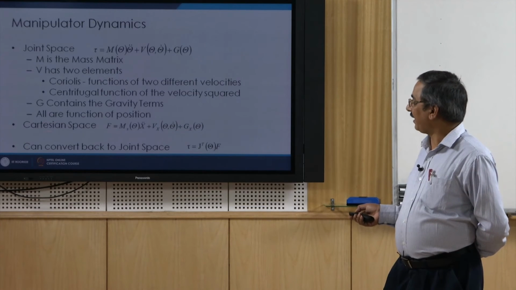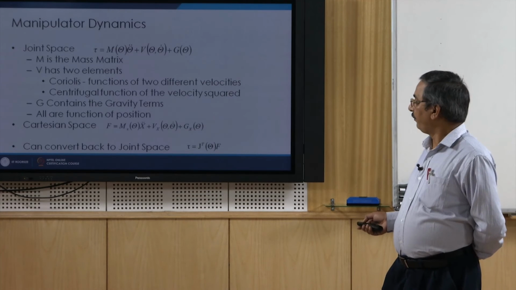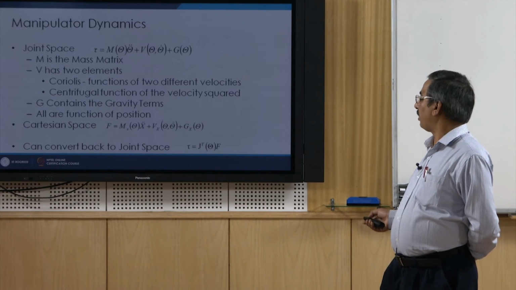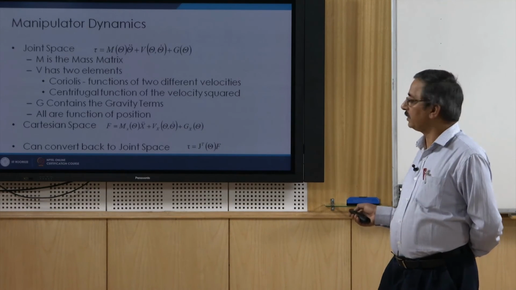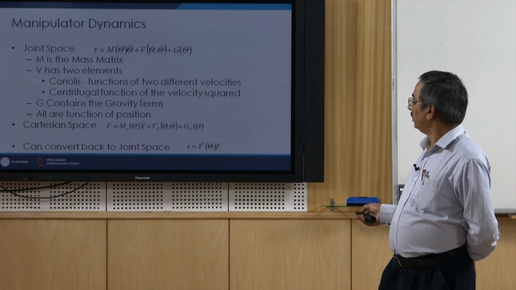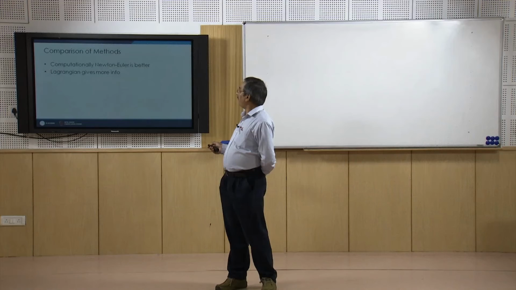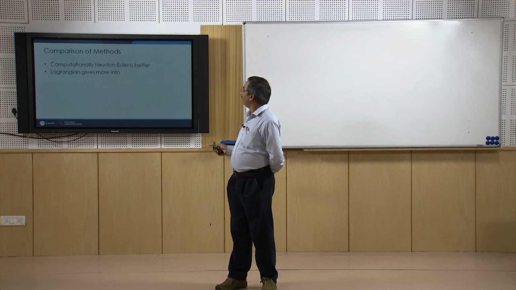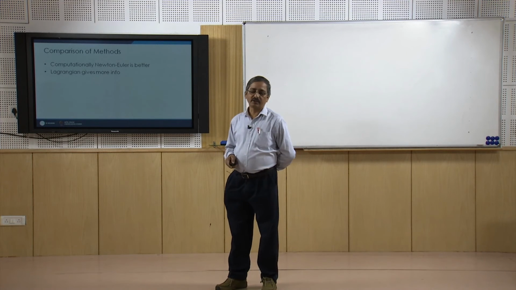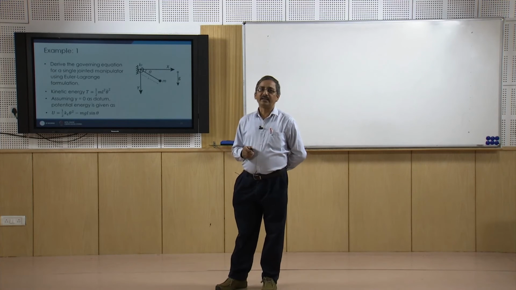Similarly, we can write the expression in Cartesian space this way, and we can convert back to the joint space using this equation which I discussed some time back, that is, torque is equal to Jacobian transpose F. So, if we compare these two methods, the Newton-Euler is computationally better, but the Lagrangian equation gives more information. Let us take an example.